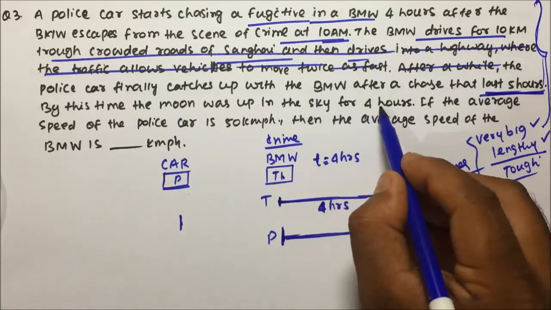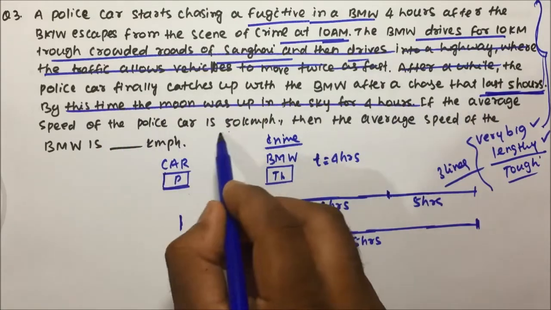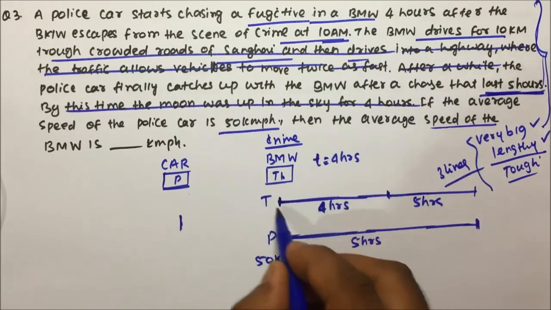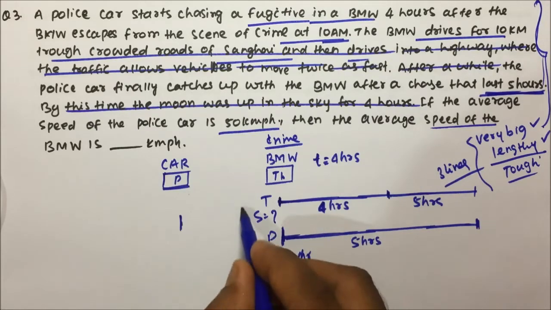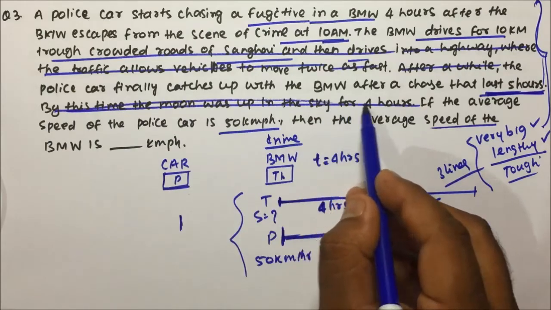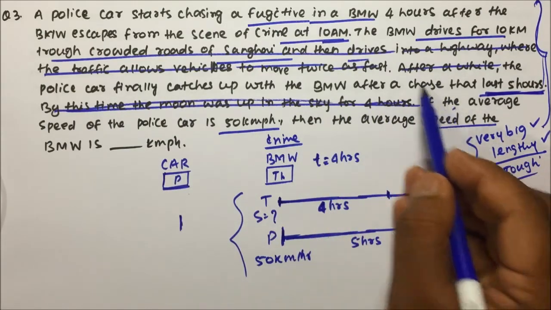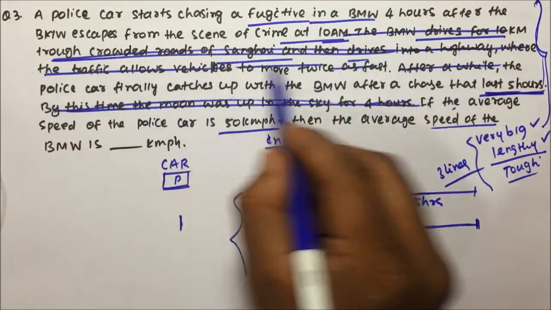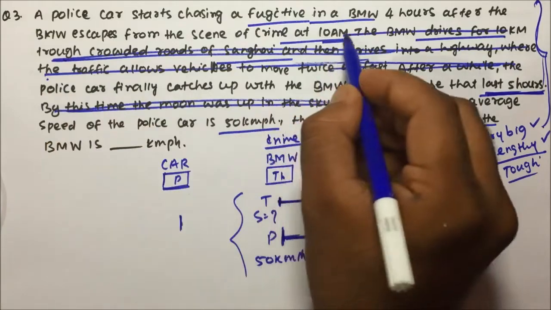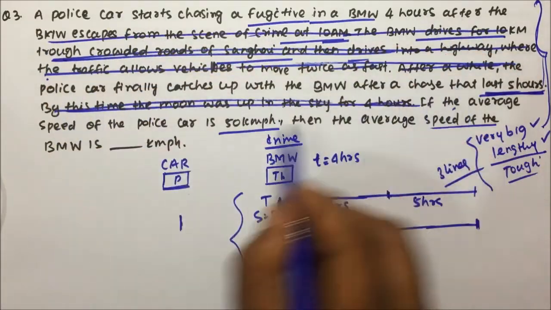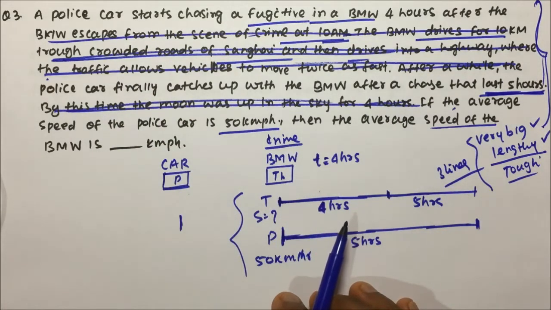By this time the moon was up in the sky for 4 hours. If the average speed of the police car is 50 km per hour, then you have to find the average speed of the BMW. Friends, only this data was required. Otherwise, what does it mean that the moon was up in the sky for 4 hours? No meaning. The BMW drives for 10 km, no meaning. Even this is not required. So this is 1 line, this 2 lines and this 3 lines. Only a 3 line question and a 2 line solution.